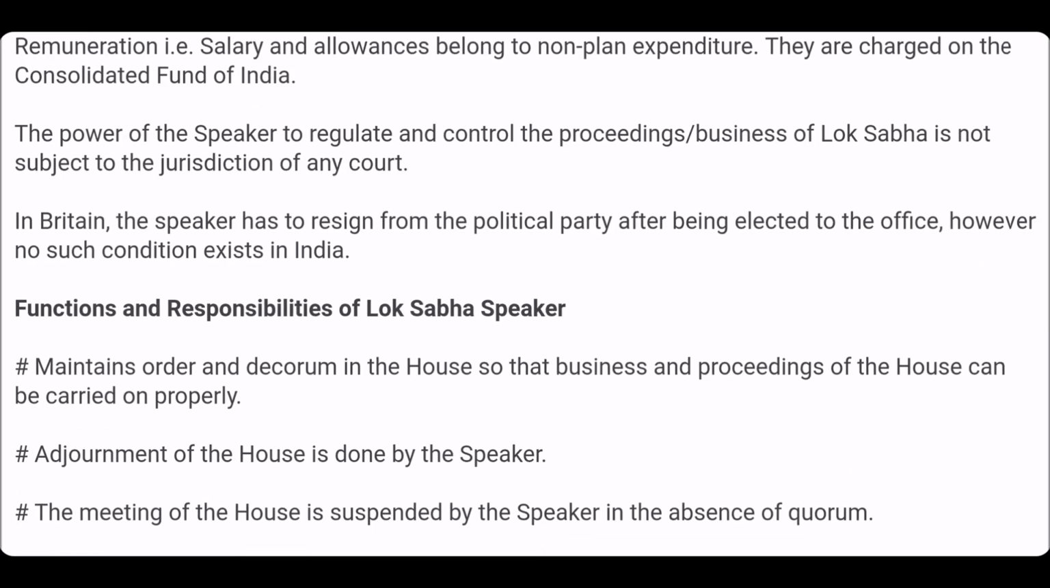In Britain, when the speaker of their parliament is elected, that speaker has to resign from the political party after being elected to that office, because the speaker should be very neutral in his approach of handling the house. However, no such condition exists in India. In India, whenever a speaker is elected, he remains a member of that particular party. He doesn't have to resign from that party.